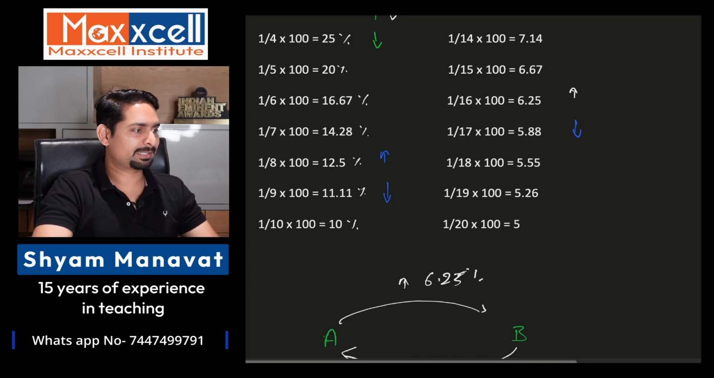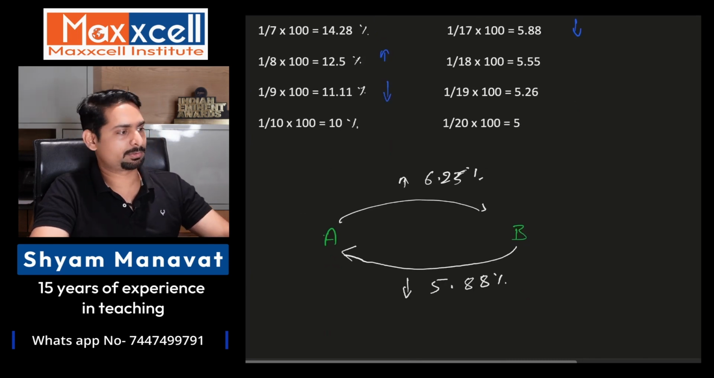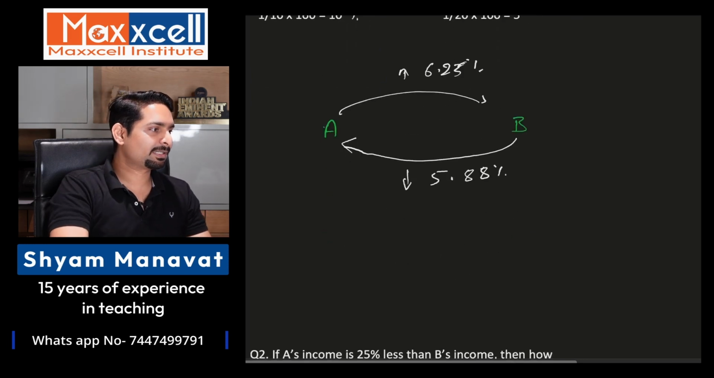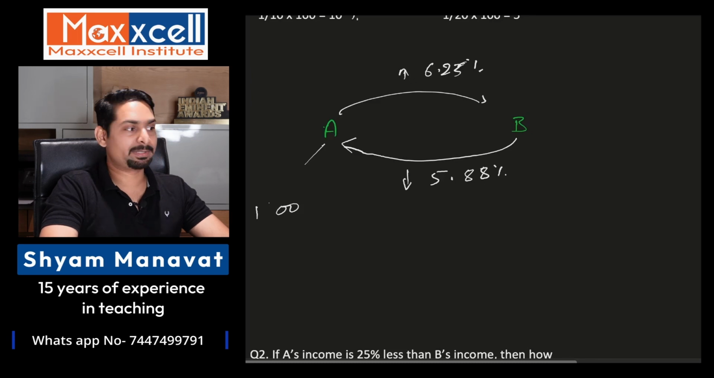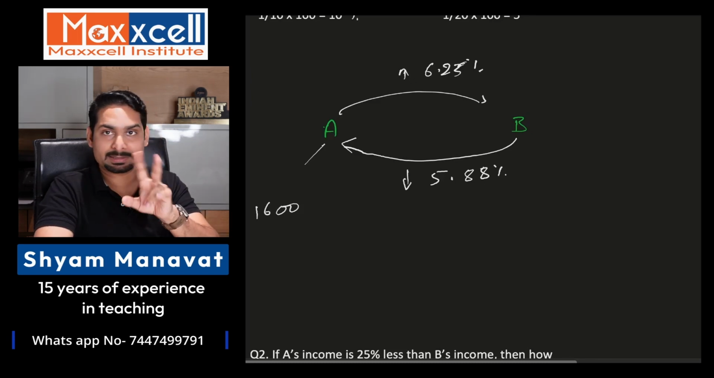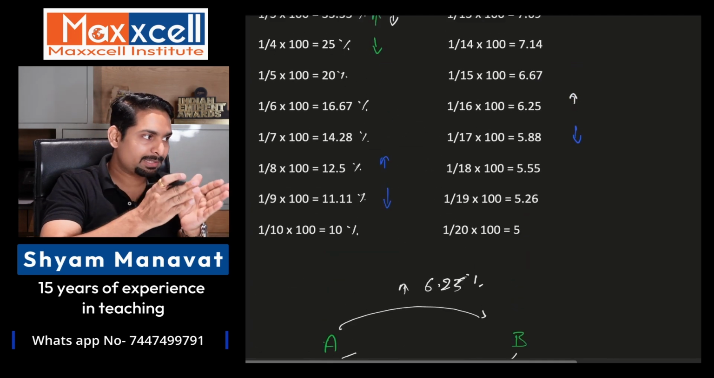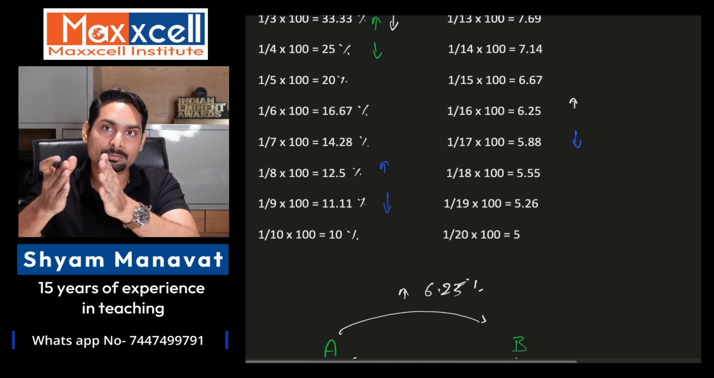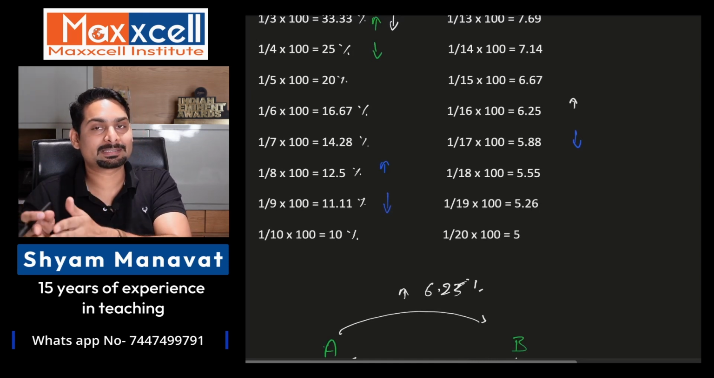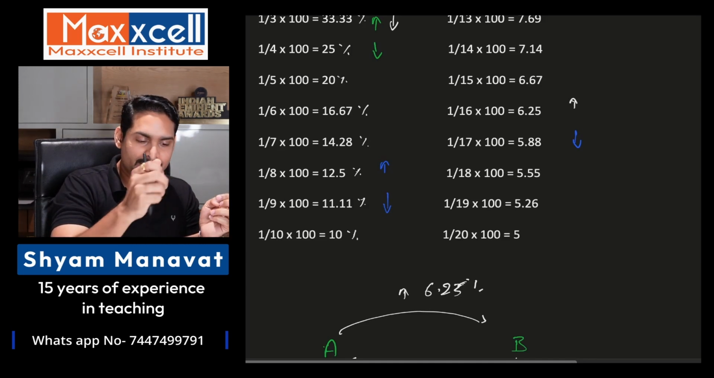5.88%, right? So here I can write 5.88%, and I can show you this with an example also. Suppose A is, let's say, 1600, then what will be B? Abhi fraction percentage ka you need to understand, right? You also need to remember 1 by 6 is 16.66%, and you should also remember 16.66% is 1 by 6. Okay, so by heart this fraction percentage table.